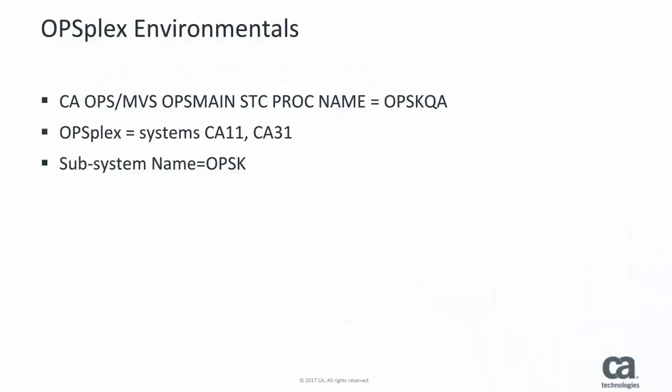The environmental information shown is a visual aid for the demonstration, showing the background of the OPS environment being used. The featured demonstration will be performed on the CA mainframe CA31L port in the OPS KQA OPS main address space.